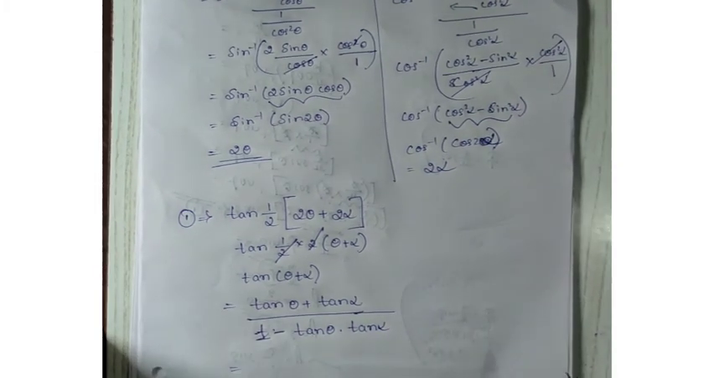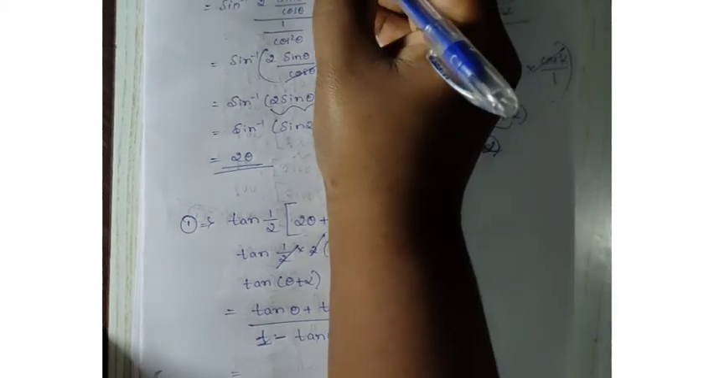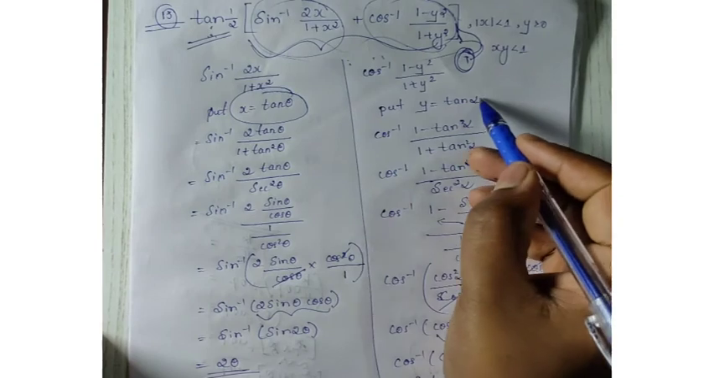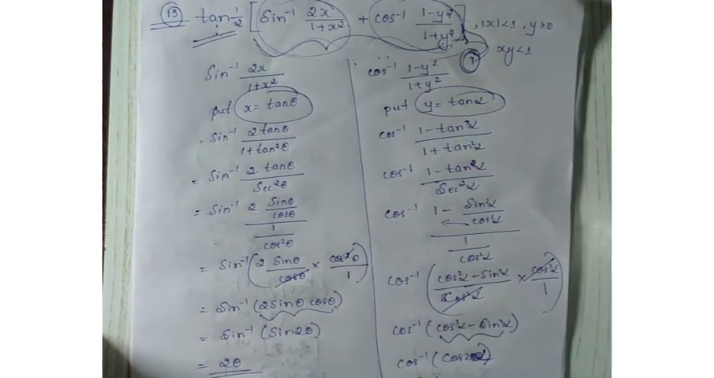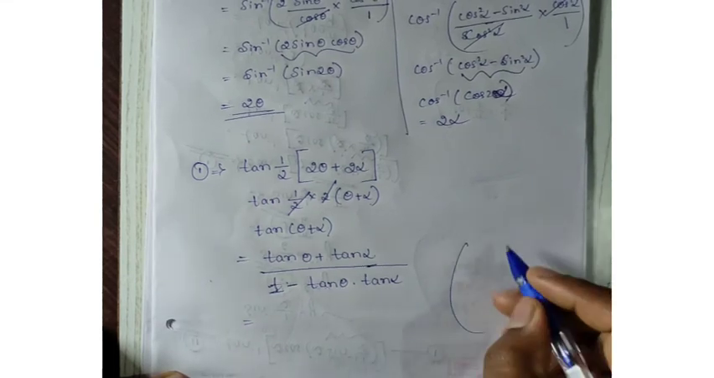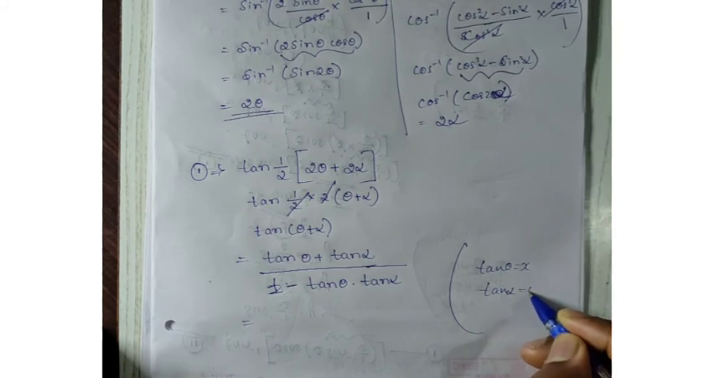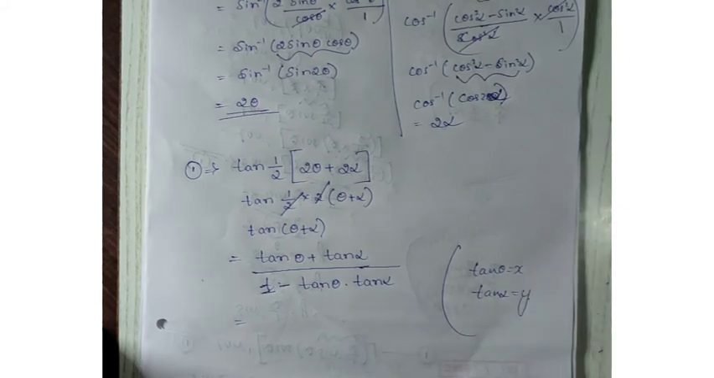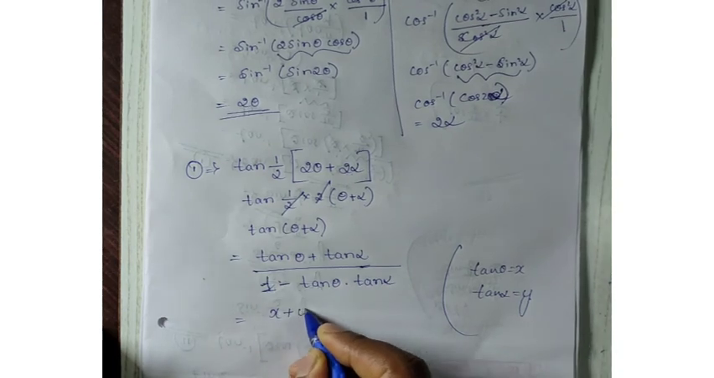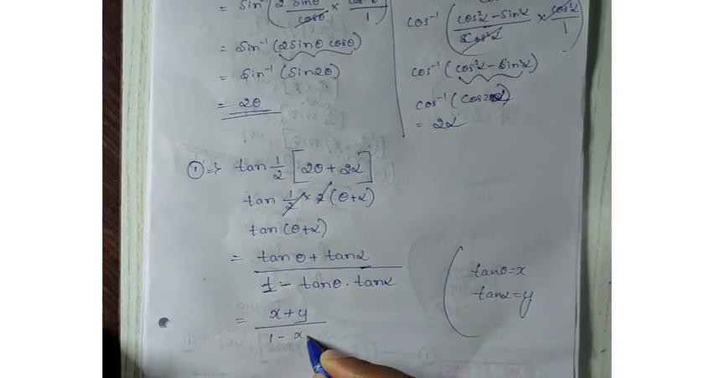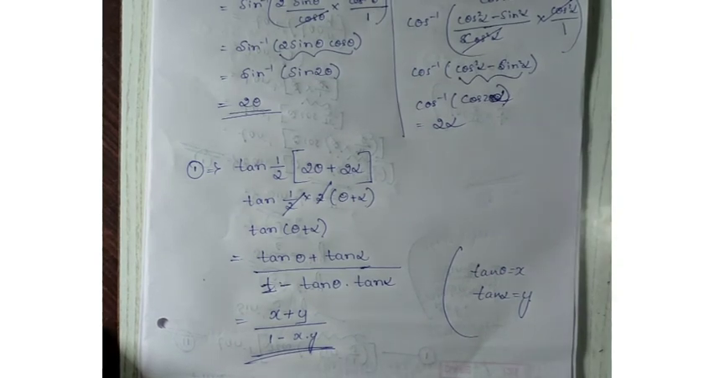Now we know what is tan theta and tan alpha, right? So tan theta is x and tan alpha is y. Just replace. That we have taken while solving in the beginning. So here x plus y divided by 1 minus x into y. So this is the value of tan 1 by 2 of sin inverse 2x by 1 plus x squared plus cos inverse of 1 minus y squared by 1 plus y squared.